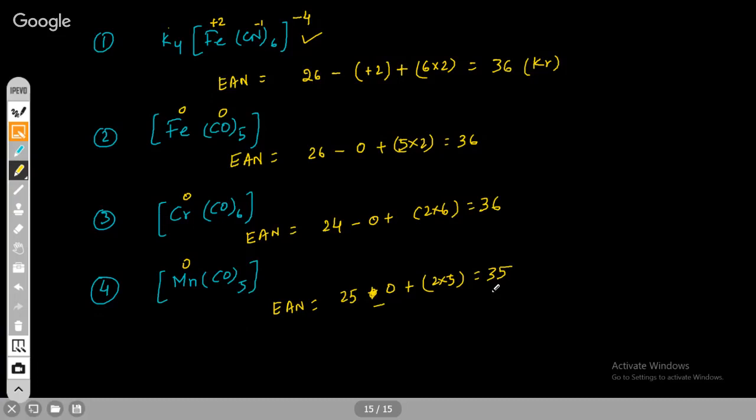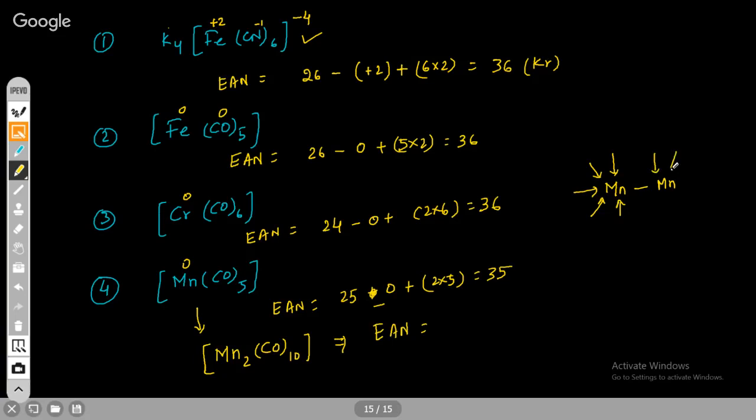Yeah. So what happens in this, since it is not gaining the inert gas configuration, this molecule dimerizes, right? Mn(CO)5 actually dimerizes and it exists in this form, Mn2(CO)10. Now in this form, if I try to find out the effective atomic number, you see what happens here. Mn and Mn are attached with each other, and there are 5 ligands attached with each manganese atom here. 5 here, 1, 2, 3, 4, and 5.